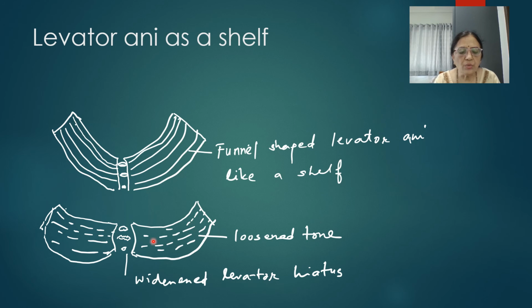With the loosened tone, there will be an increase in the dimensions of this levator hiatus, or there will be widening of the levator hiatus, as you can appreciate. Compared to this normal one, here there is a widening. Once there is a widening, all the pelvic organs which are superior to this levator will start protruding down, and that is how pelvic organ prolapse will start.